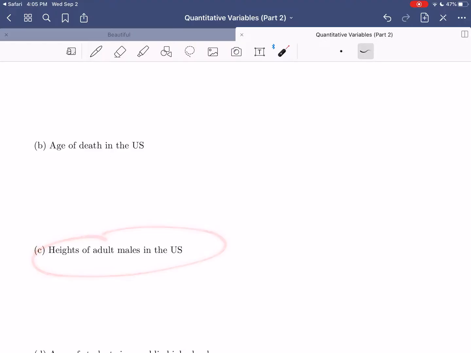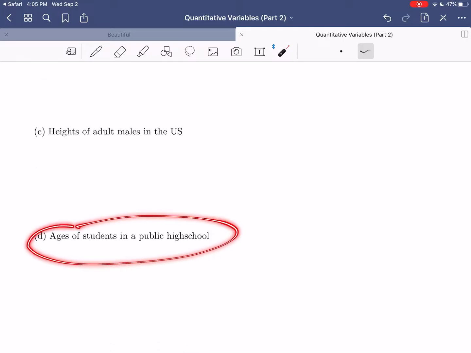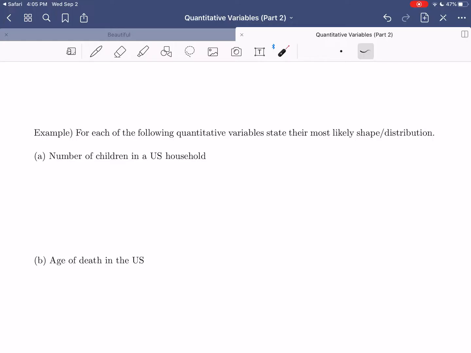Heights, same thing. That person is 65 inches. That person is 74 inches, so on and so forth. And same thing with ages in a public high school. That student is 14, that student is 15, so on and so forth. So certainly these are all quantitative variables, because remember, shape and distribution is only a concept that applies to quantitative variables. So let's go ahead and try to think of what the most likely shape would be.